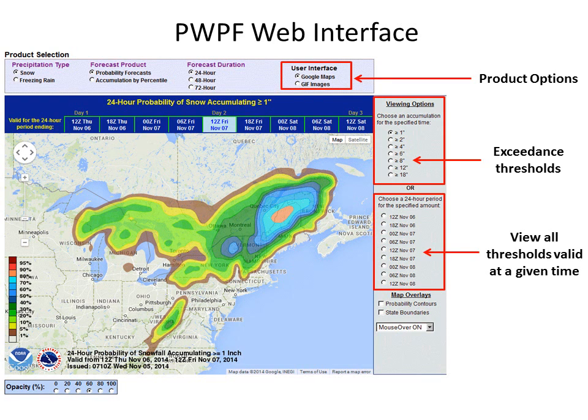You can easily use your mouse and scroll over the time periods or thresholds of interest along the bottom of the blue banner. This example shows the 24-hour probability of snowfall accumulation equal to or greater than 1 inch, ending at 12Z, or 7 a.m. Eastern Standard Time, on November 7, 2014.